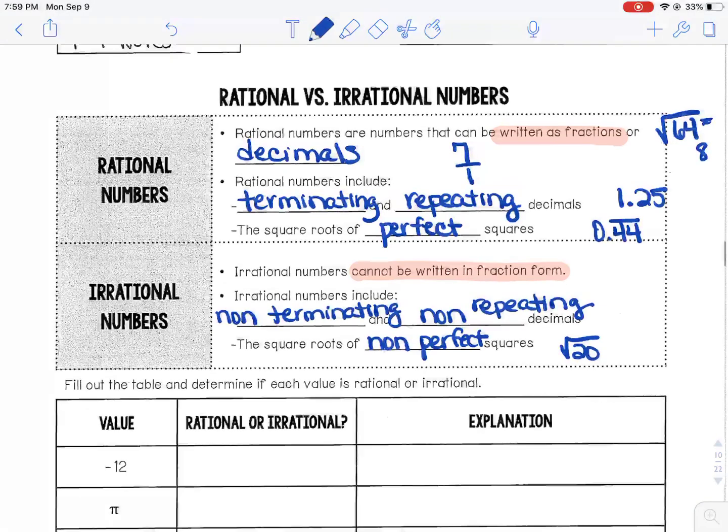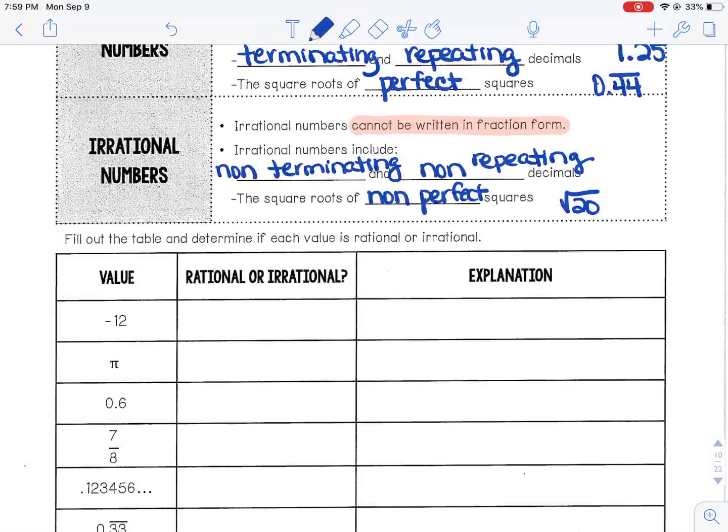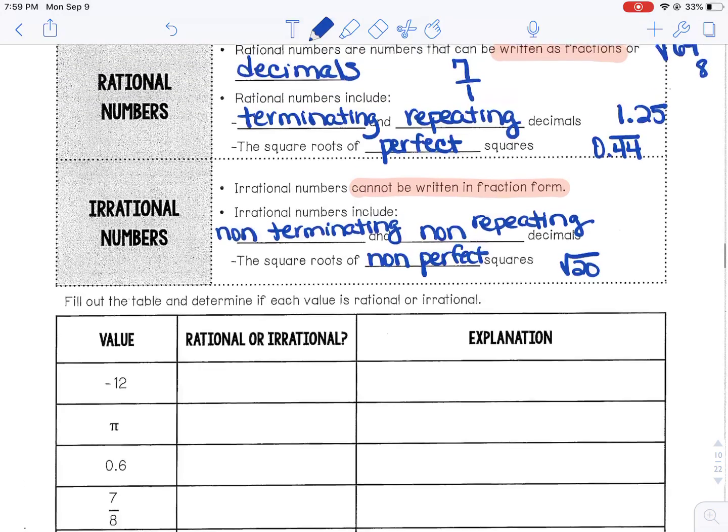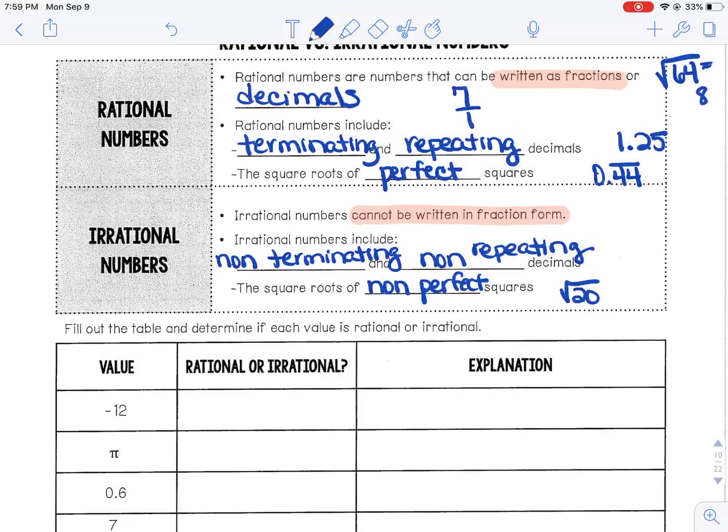So let's put all this together. I want to make sure that you keep coming back to these notes up top. The value of -12, is it rational or irrational? Well, let's take a look up top. Can you write it as a fraction? Yes, you can. You can put a 1 underneath it. So I got -12 over 1. That makes it rational. And the explanation would be, it can be written as a fraction.